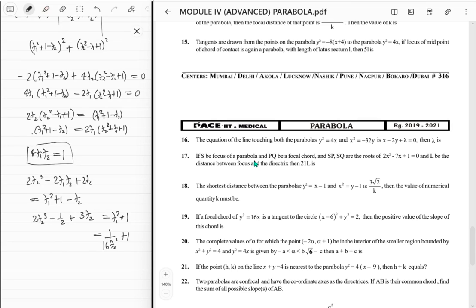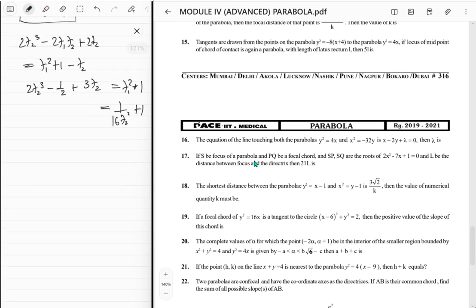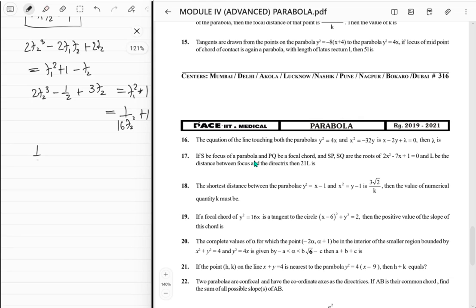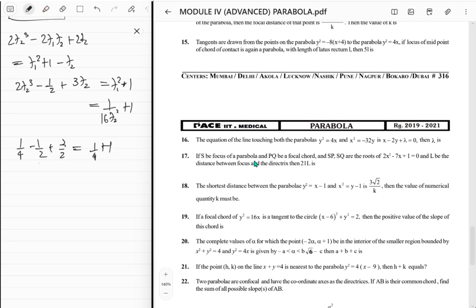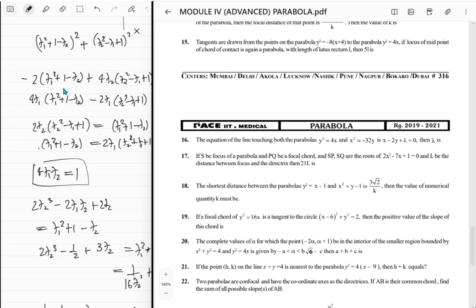What about t1 equal to 1 upon 2, t2 equal to 1 upon 2? Does that solve this? That's going to be 1 upon 4 minus 1 upon 2 plus 3 upon 2, which should equal 1 upon 4 plus 1. Hey, that is the solution. It satisfies this equation, and it also satisfies the other one, so it satisfies both equations. So 1 upon 2, 1 upon 2 is the solution.